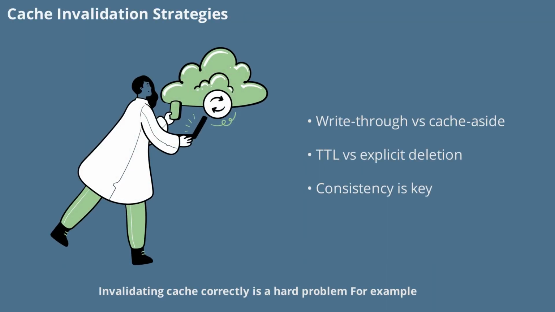Invalidating cache correctly is a hard problem. For example, if you cache a user profile, how do you invalidate it when they update their email?